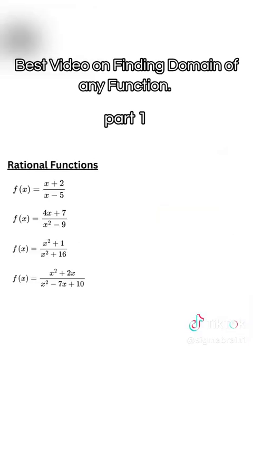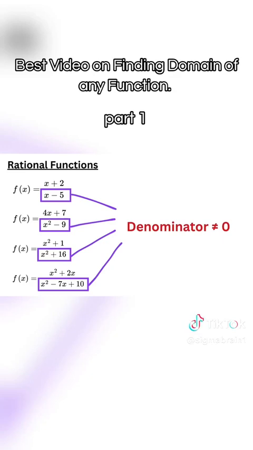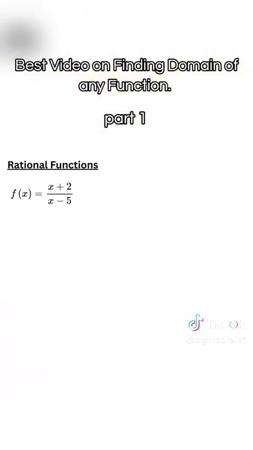Rational functions. Rational functions are different from polynomial functions because they contain variables in the denominator. For these functions to be defined, the denominator must not be zero. To find the domain, we look at the denominator, set it not equal to 0, and solve for x. Any value of x that makes the denominator 0 must be excluded. For this function to be defined, set the denominator x minus 5 not equal to 0. Therefore, we get x not equals 5. So all real numbers are allowed except 5.